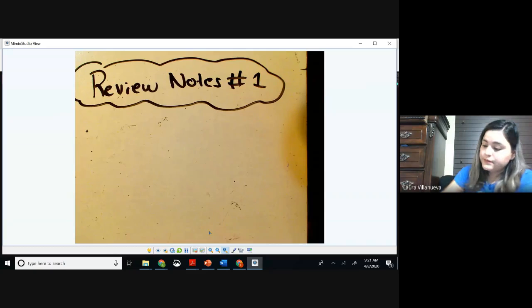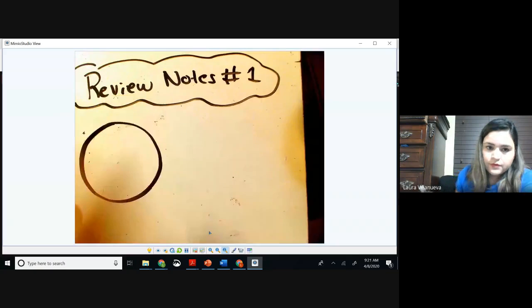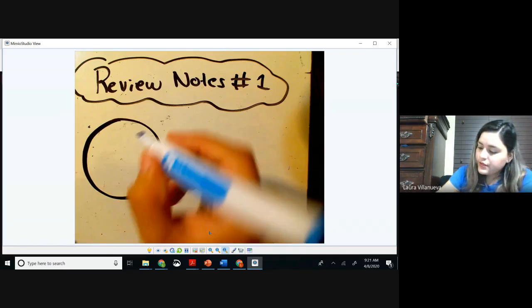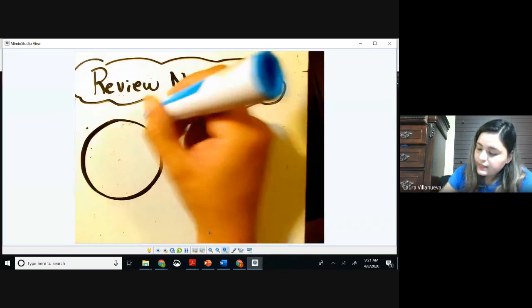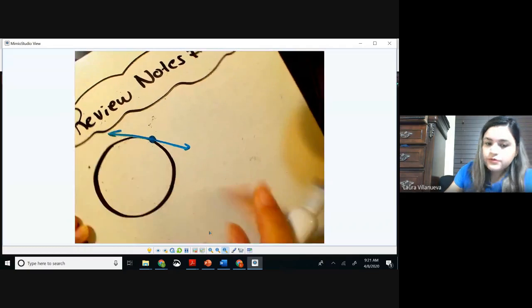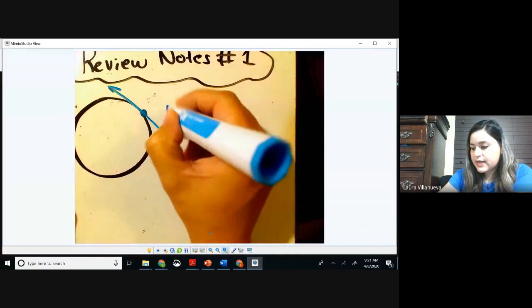Quick on the circles. We have several things that we already went over. If there's a line outside of the circle that passes through a point on the circle, this line is called a tangent line.